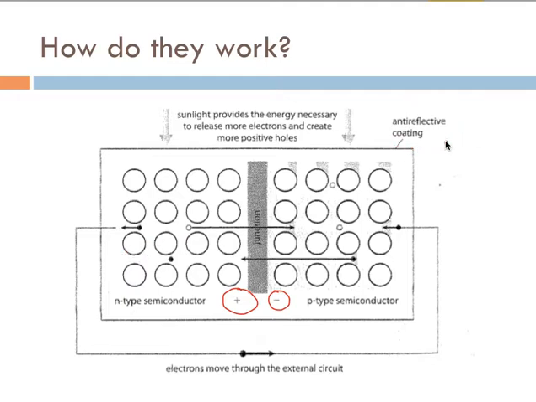Silicon by itself is a very shiny reflective surface, so a lot of times they will coat the silicon with an anti-reflective coat. I hope that made sense; you may have to replay this section a couple times to get all that down. Okay.